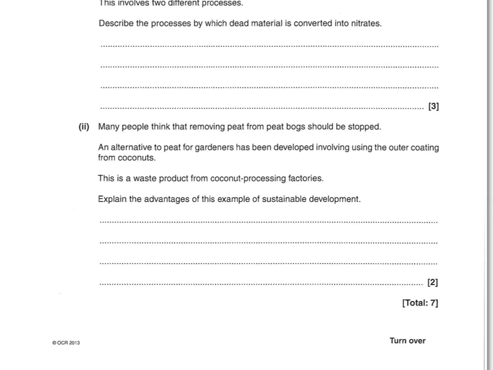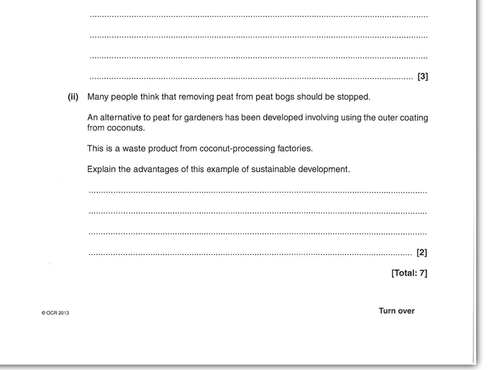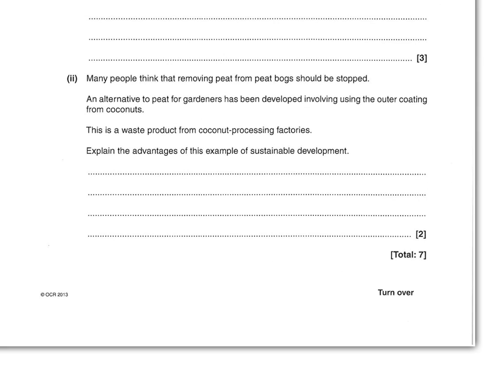Many people think that removing peat from peat bogs should be stopped. An alternative to peat for gardeners has been developed involving using the outer coating from coconuts. This is a waste product from coconut processing factories. Explain the advantages of this example of sustainable development. So 2 marks here. First mark saying that using coconuts will not put the rare plants at risk which are in the peat, and the second mark saying that coconuts are being replenished at a faster rate than peat, so it will not run out. So 2 marks there for those two points.